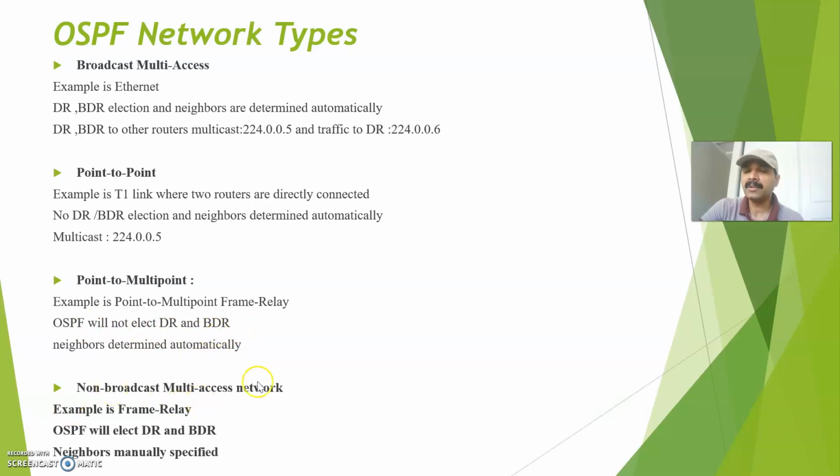And what about non-broadcast multi-access? An example is a frame relay network. OSPF will elect DR and BDR and the neighbors should be manually specified. Since it is a non-broadcast, the neighbors are not determined automatically. We have to manually configure the neighbors.